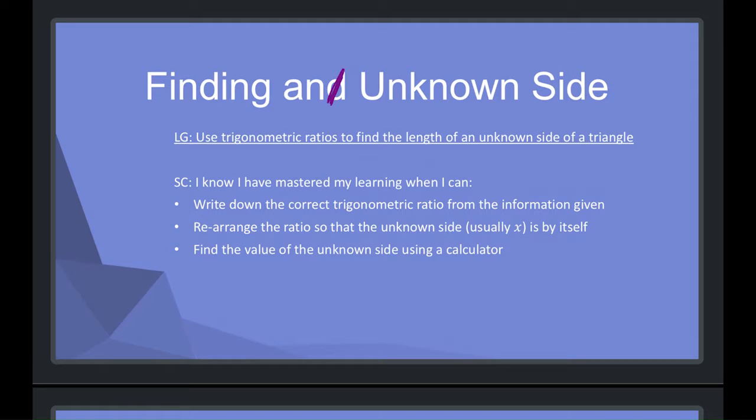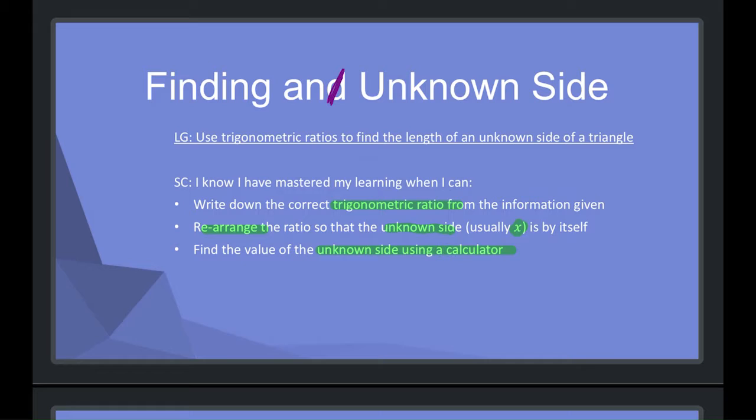This is one of the three methods we're going to have to learn for solving questions in this trigonometry unit. And the steps we're going to follow in this method are here. We'll write down the correct trigonometry ratio using what we learnt in the last lesson. We'll rearrange the ratio so that the unknown side, usually x, is by itself, and then we'll plug everything into a calculator to get the answer.